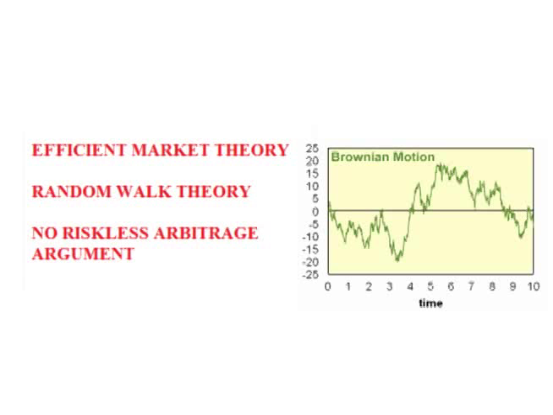By combining the assumptions of the efficient market theory, the random walk theory, and the no riskless arbitrage argument with the physics of Brownian motion, Black and Scholes were able to create the perfect model to price options.